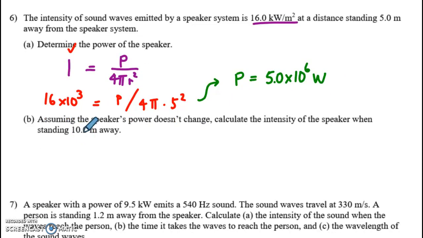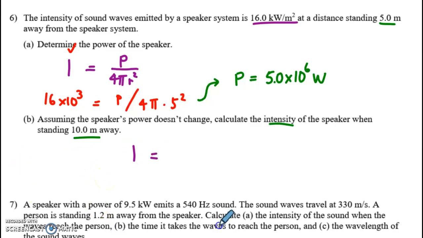Assuming the speaker's power doesn't change, find the intensity at 10 meters. Okay. Well, we're doubling the distance from 5 to 10. And you might be thinking, wait a second, intensity is proportional to the inverse square. So if you increase this by 2, you have to decrease this by 2 squared because it's inverse and it's the square. So we expect this to go down by 4. We expect the new answer to be 4 kilowatts per meter squared. Let's see.